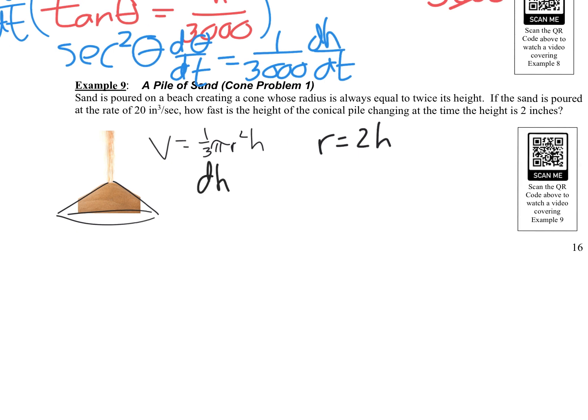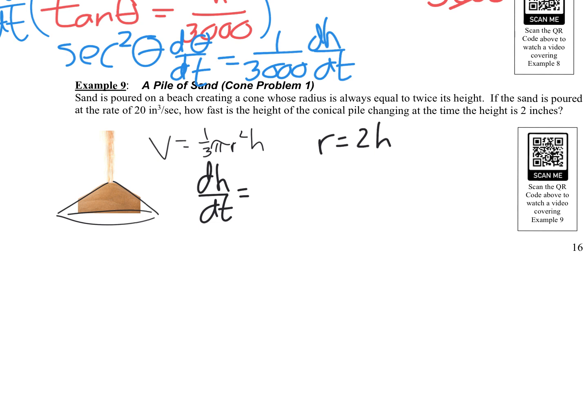So will dr/dt be part of this problem? I hope not, because I don't know what it is and I don't know how to find it, right? That's why they tell us the relationship between R and H, so you can get rid of all the R's and deal with only H's. So what did you just tell me? You told me that R is equal to 2H.